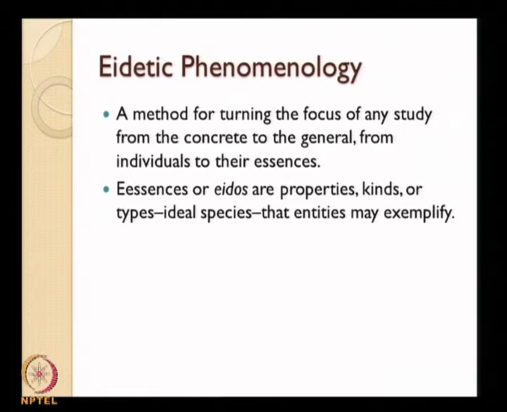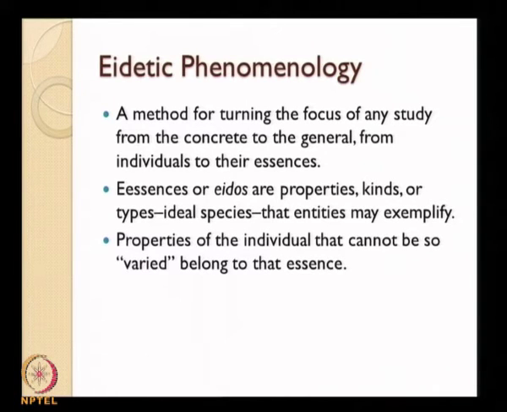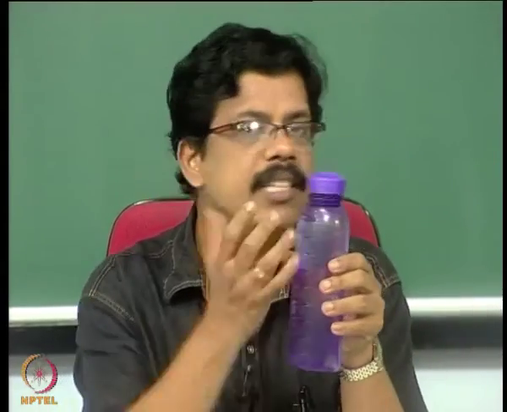Essences or eidos are properties, kinds or types, they are ideal species that entities might exemplify, and properties of the individual that cannot be varied belong to the essence. So, every object might have a set of properties, but there are certain properties which might change. For instance, if I pour some hot water into this bottle, it will change its shape because it is made up of plastic, all of us know that. So, the shape is not invariable, the shape can change, even the color of this object can be changed, but there is something which makes it a water bottle in spite of the color, shape and other things which are varied.